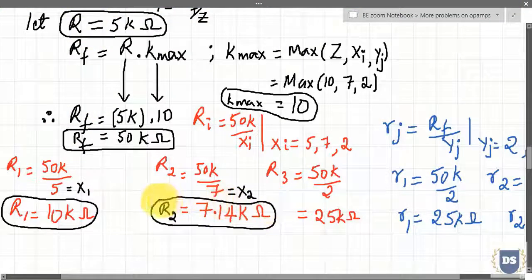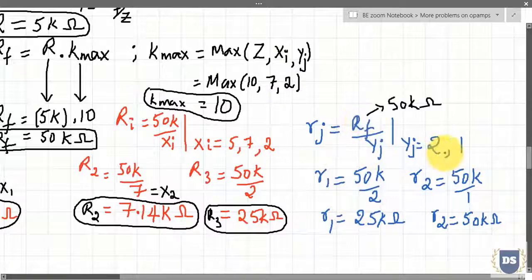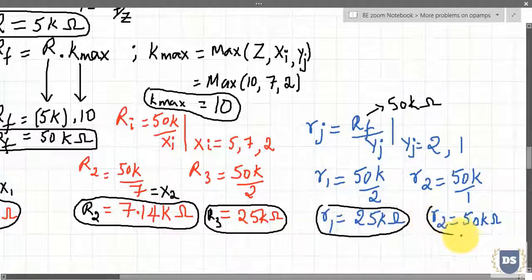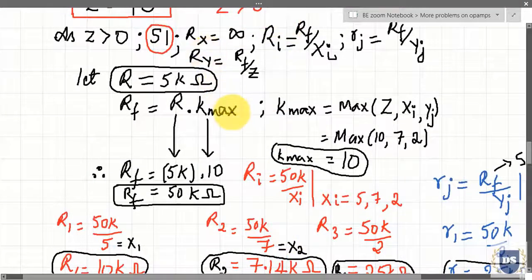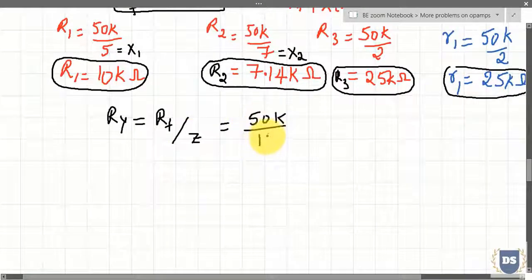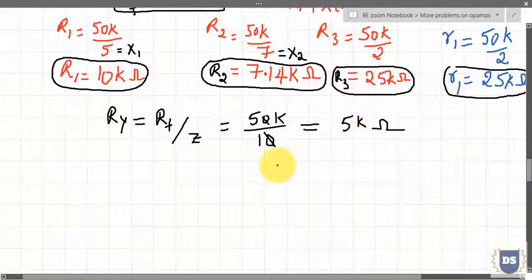So these are the resistances associated with non-inverting input terminal. In a similar way, I can find out the resistances associated with inverting input terminal as Rf divided by Yj. Yj can take on values 2 and 1. So my starting resistance value is R1 equal to 25 kilo ohm and R2 equal to 50 kilo ohm. In a similar way, I can find out Ry value as Rf divided by Z. Rf value is 50 kilo ohm and the value of Z that which we have got is 10. So the value of Ry is 5 kilo ohm.